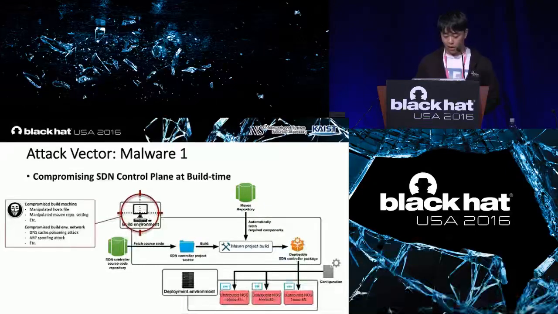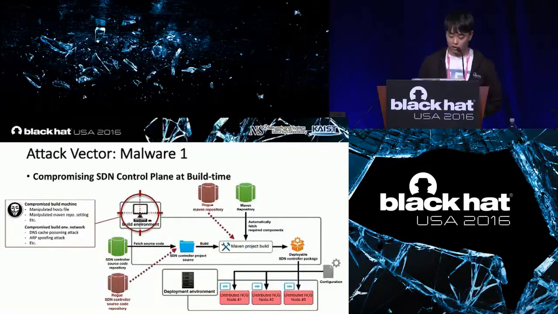But if ONOS or OpenDaylight was built in an insecure environment, malware can be injected into the deployable package. For example, if there was a network attack against the build environment during the project build, a malicious library could have been pulled from untrusted repositories and injected into the deployable package. And if this infected package is deployed, this may put the entire data center at risk.